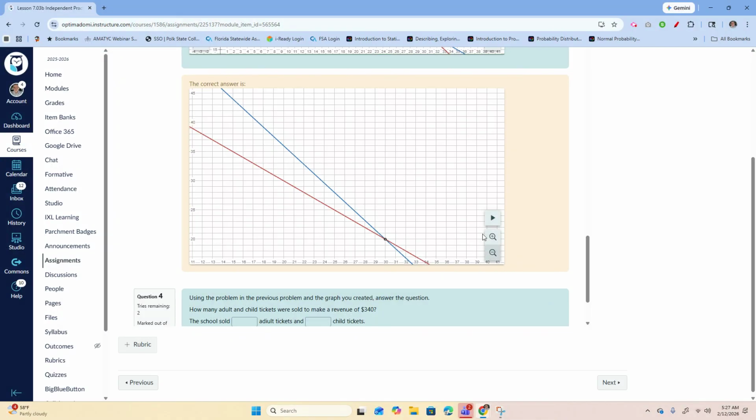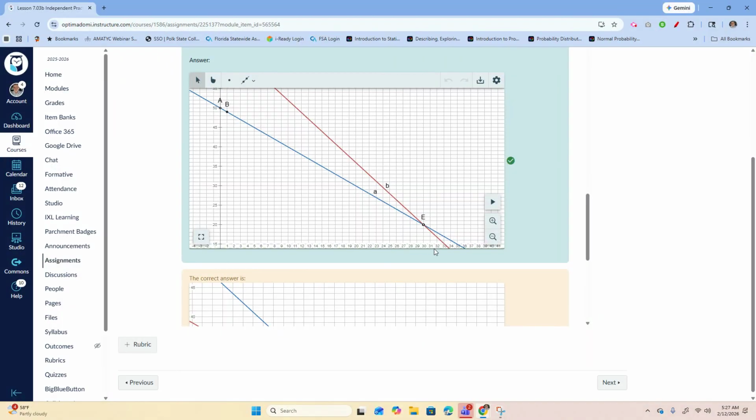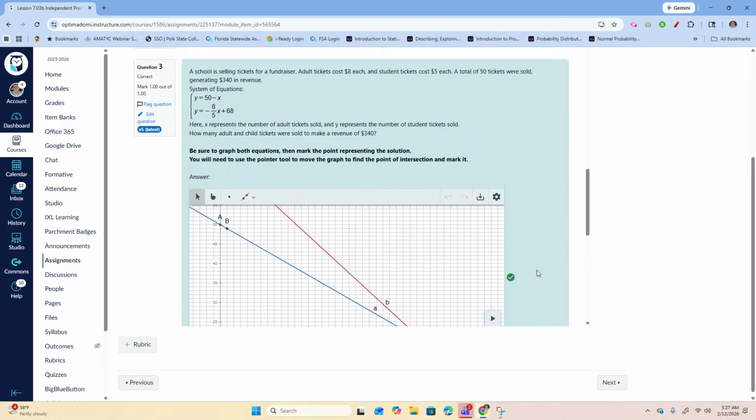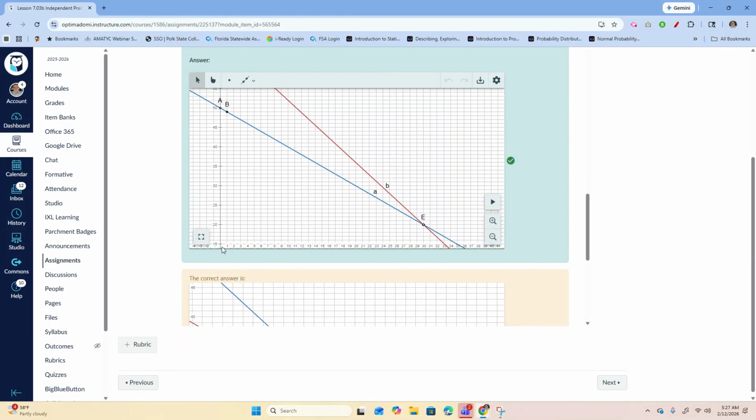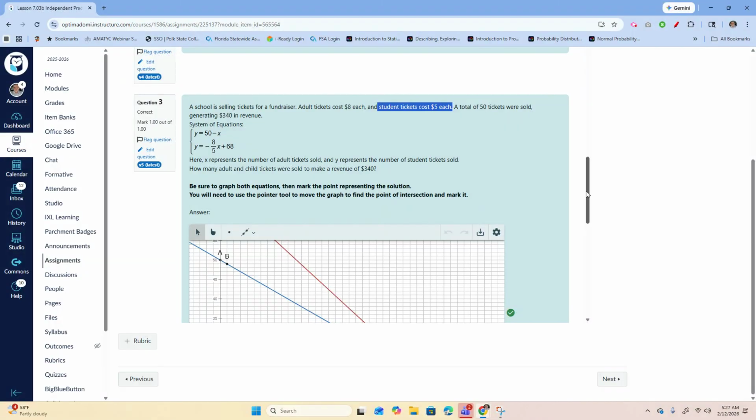You know what? I said it wrong. I apologize. Let me rephrase. The x-axis is how many students purchase a ticket, and the y-axis is how many adults purchase a ticket. That's what that means. That's what the whole idea is. We're talking about adult tickets and student tickets. So my bad, I apologize for that.